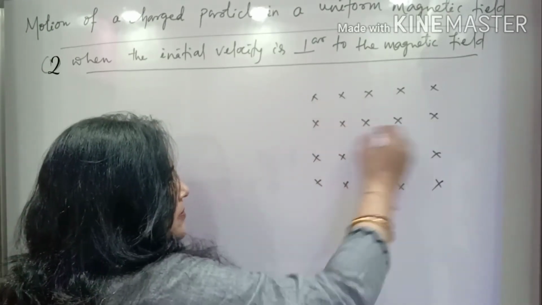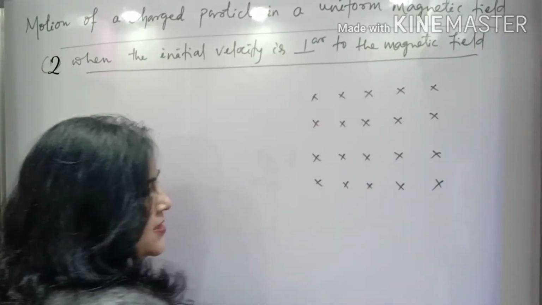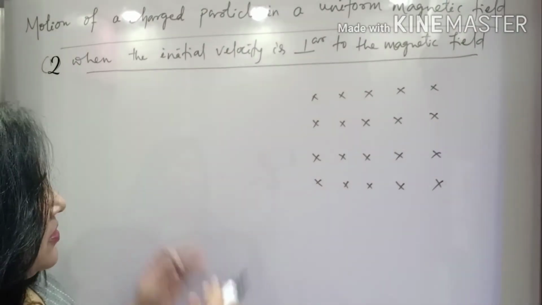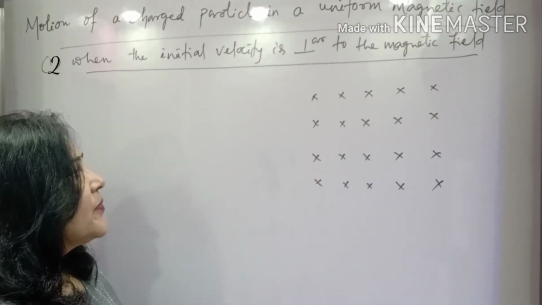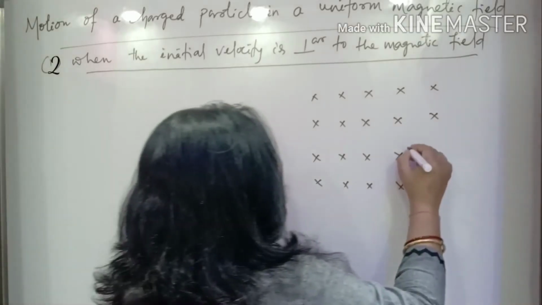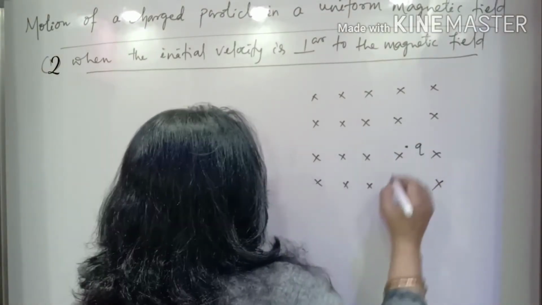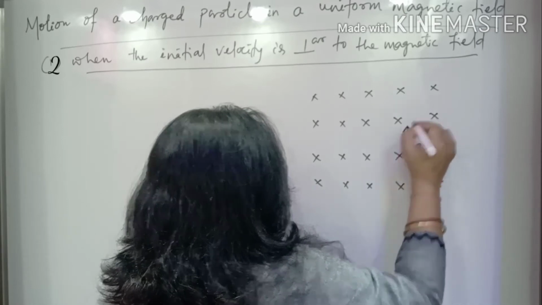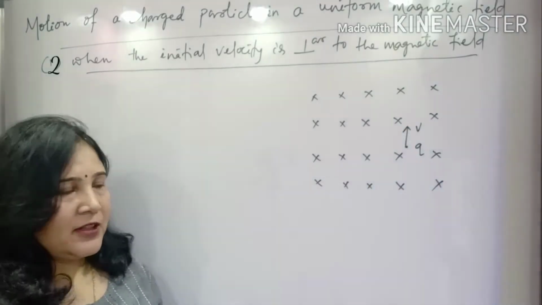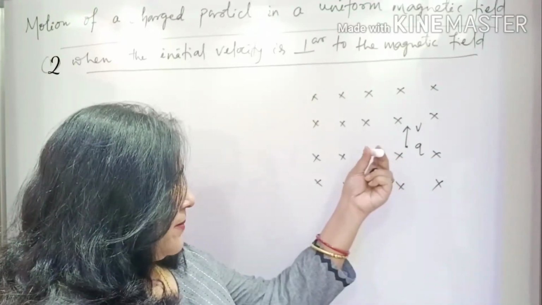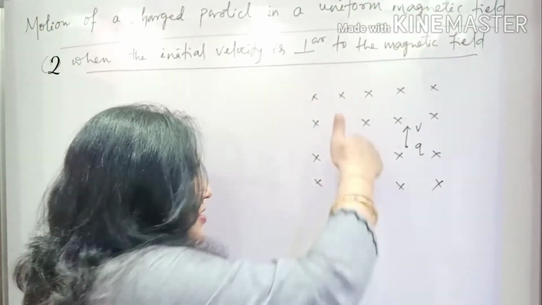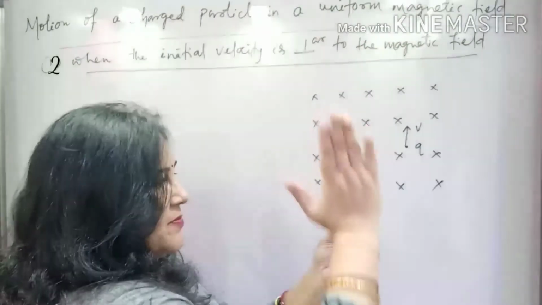Here the crosses are placed in equally spaced regions, and that's why this is called a uniform magnetic field. Now let's suppose a positive charge Q is moving with velocity v perpendicular to the field. Look here, this is the field direction which is entering into the plane of paper.